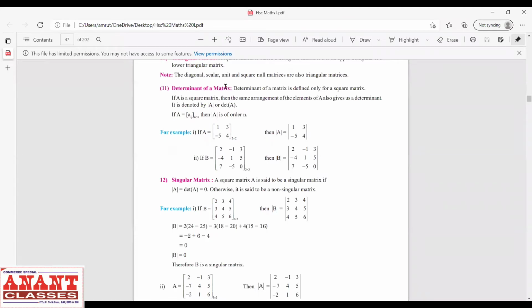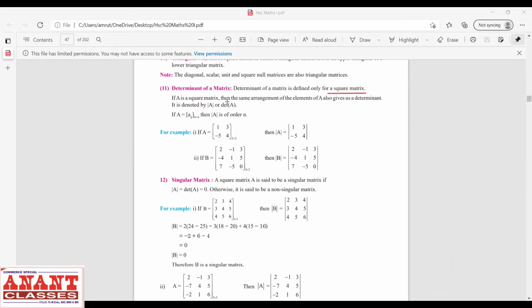Determinant of a matrix. In HSC you have got the topic determinants. If you remember it, fine, and if you don't remember, there won't be much difficulty either. Determinant of a matrix is defined only for a square matrix. It is a square matrix where the number of rows is equal to the number of columns, meaning 3 by 3, 2 by 2, like that. Square matrix where the number of rows and columns are equal.